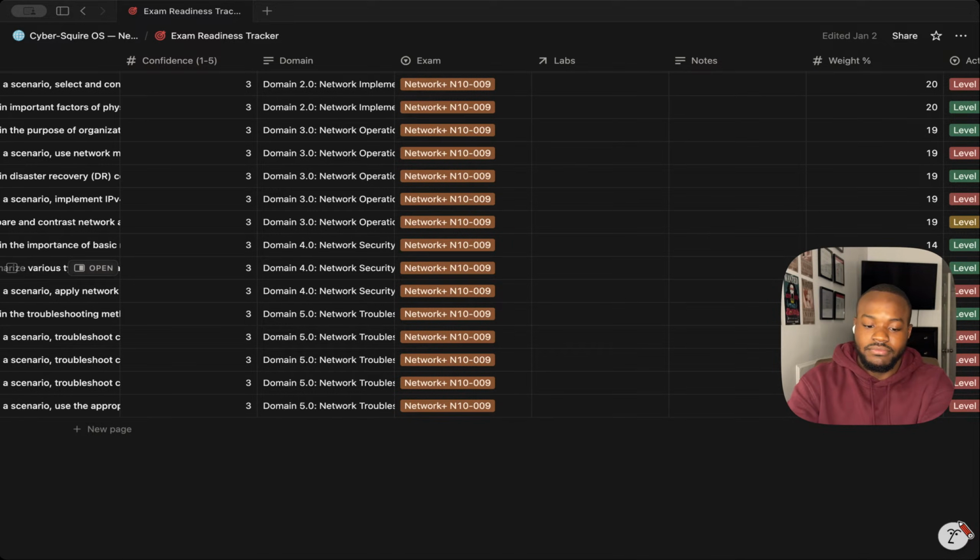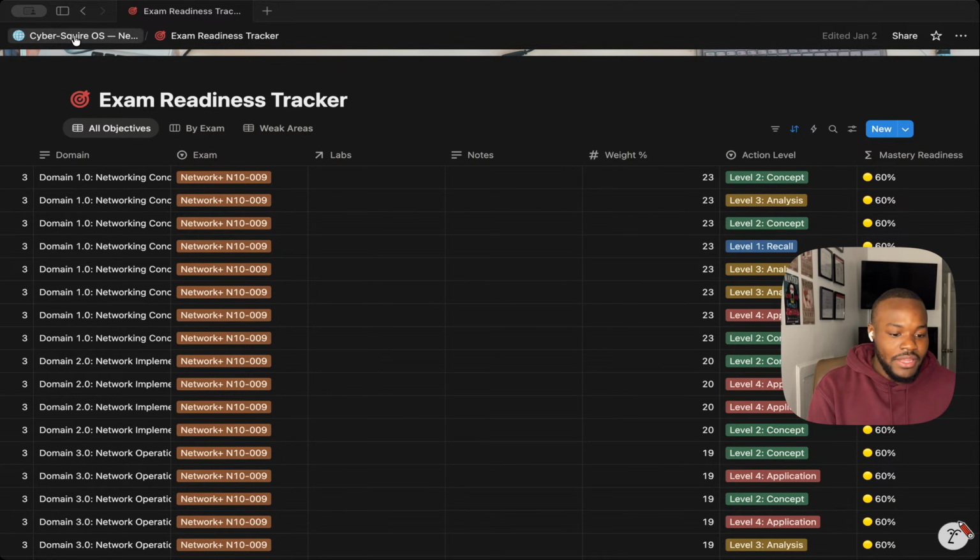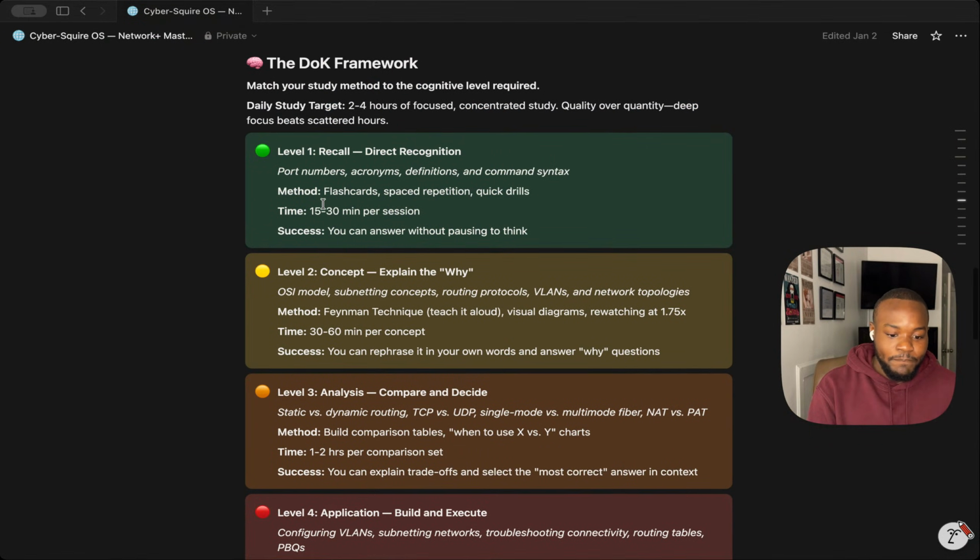So we move into the action level. This is our DOK level that I am going to show you right here, right? So we have level 1, and we tailor to each objective the approach. Level 1 is direct recognition, right? We have port numbers, acronyms, definitions, and command syntax. This is your, I need to remember it immediately. You're not thinking too deep into it, but you should know what it is, especially when it's presented in a problem.